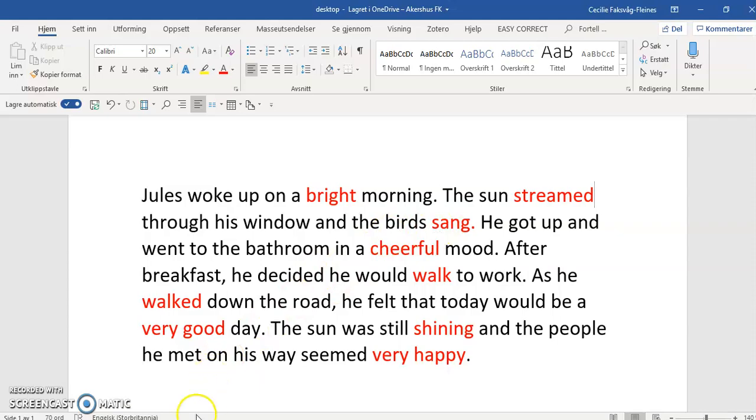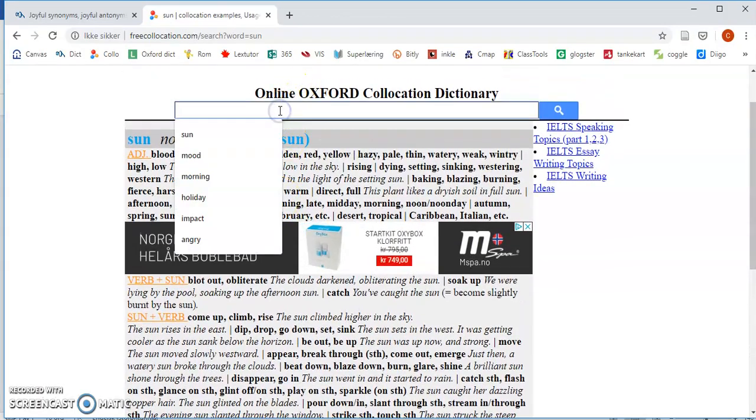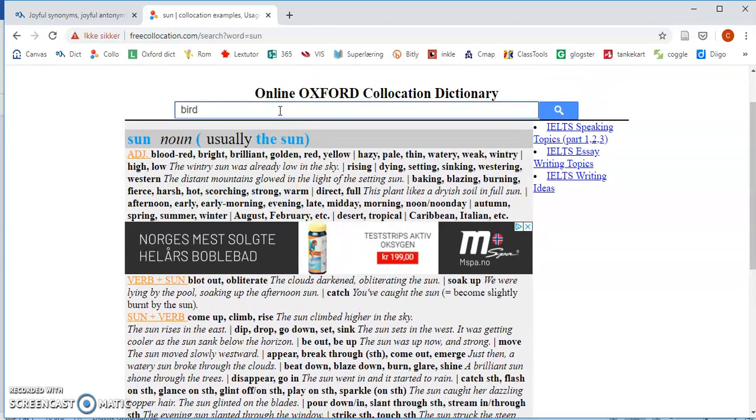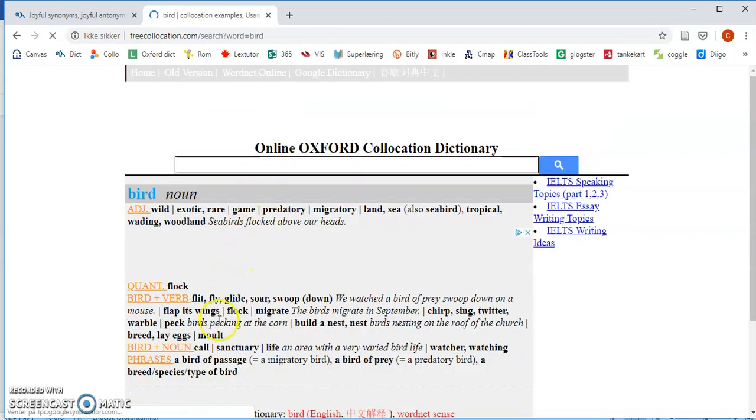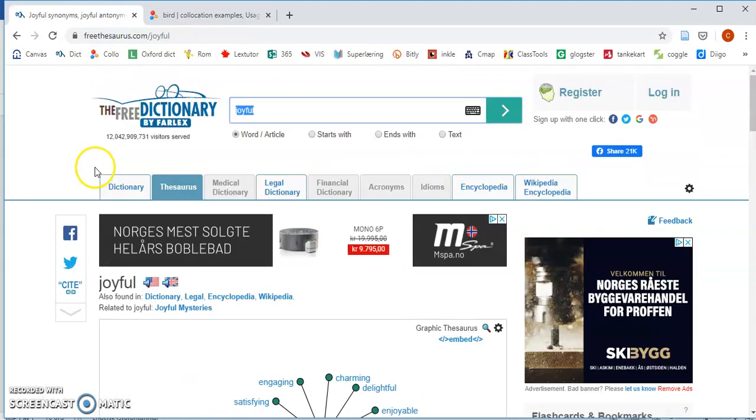Again, then I have to look up bird. What is it that birds do? Birds sing. What other verbs are used together with bird? Let's see. Well, birds can, this is about moving, right? Flying. But here, chirp, sing, twitter. I'm going to go for chirp instead of singing. But I'm not 100% sure what chirp means. So I have to double check.